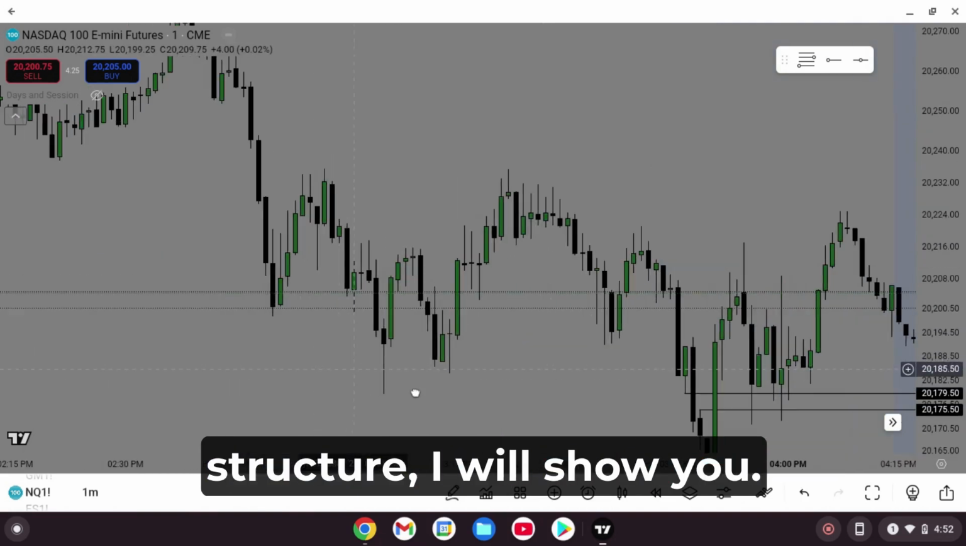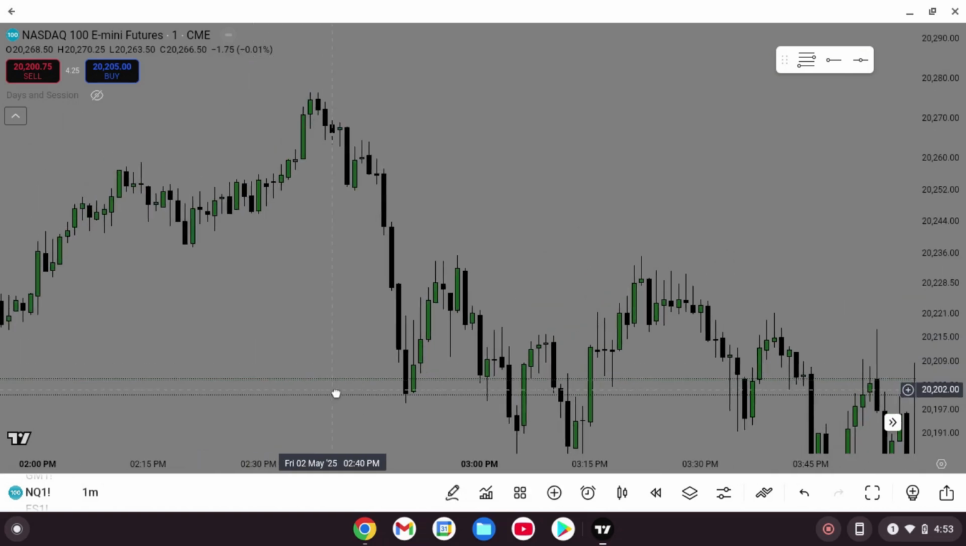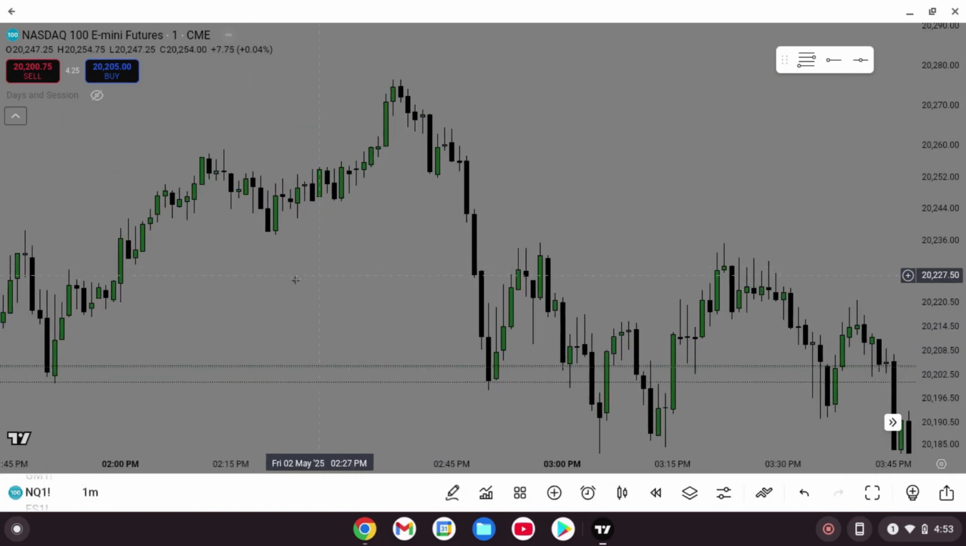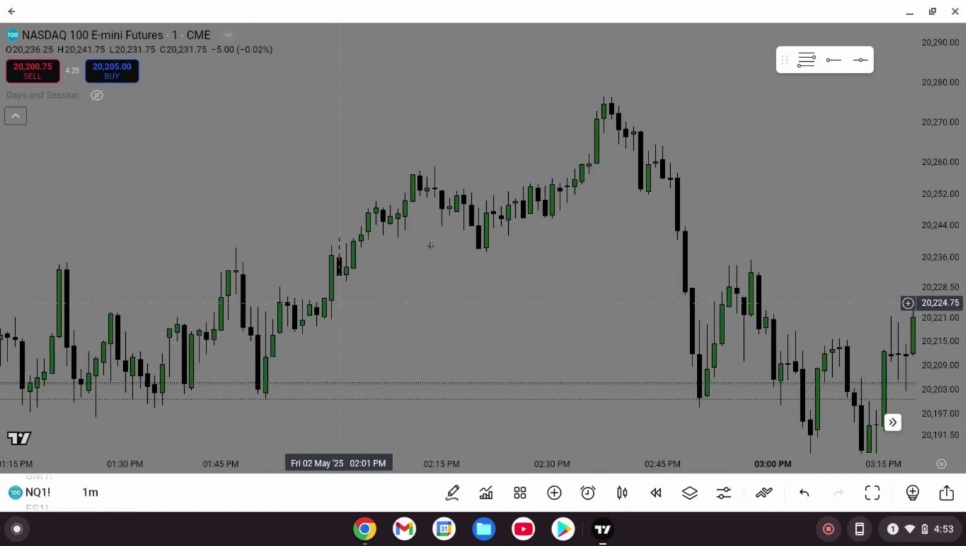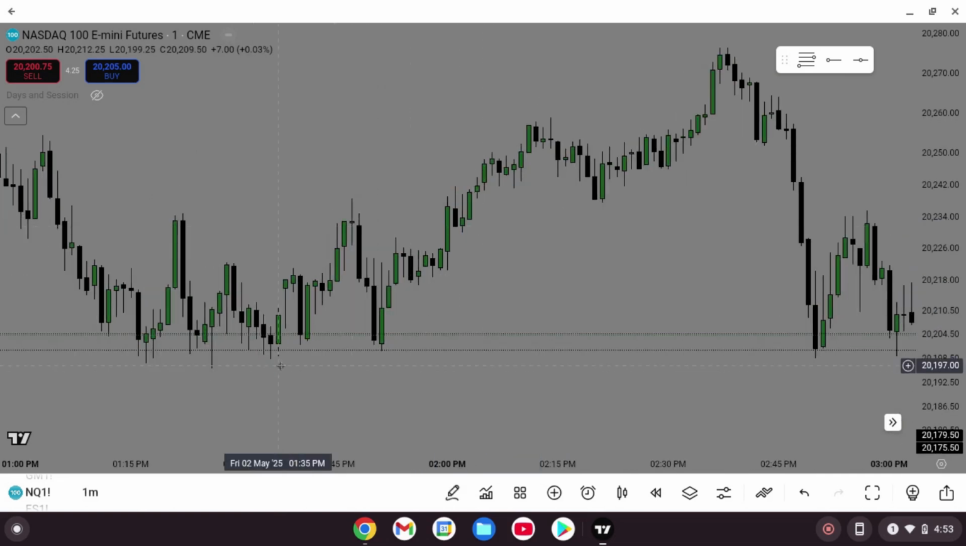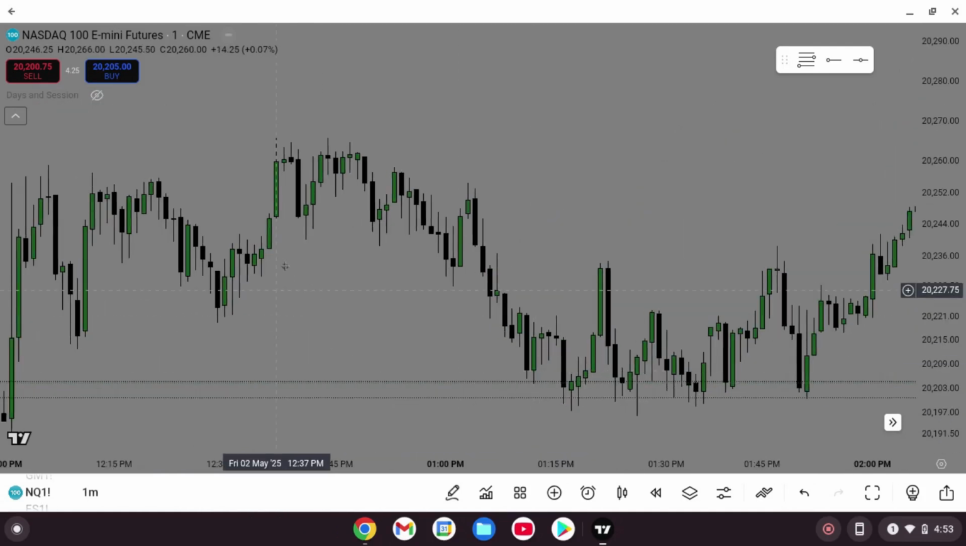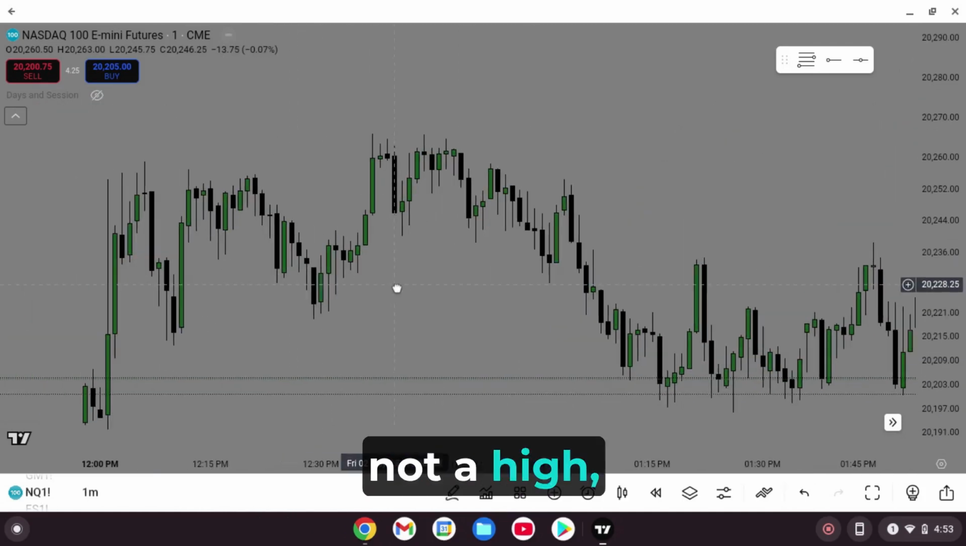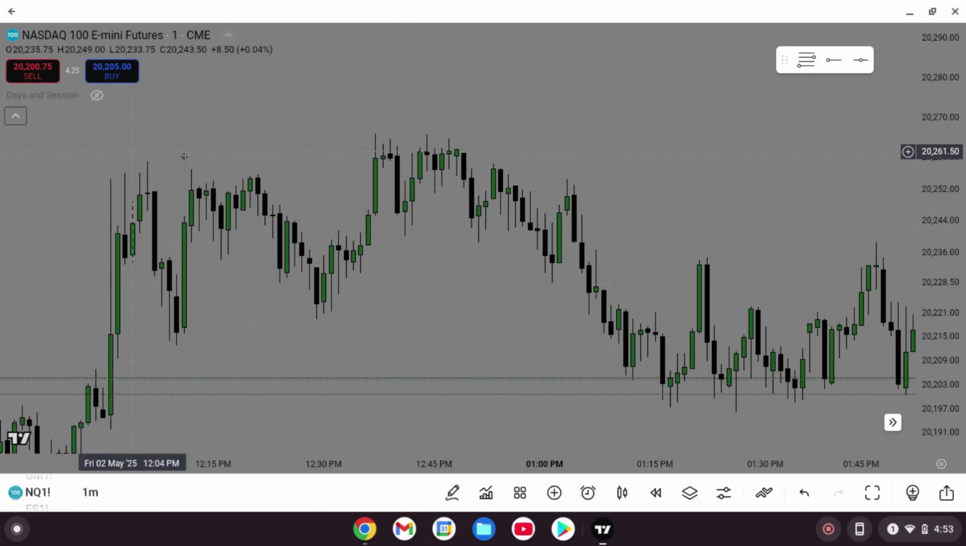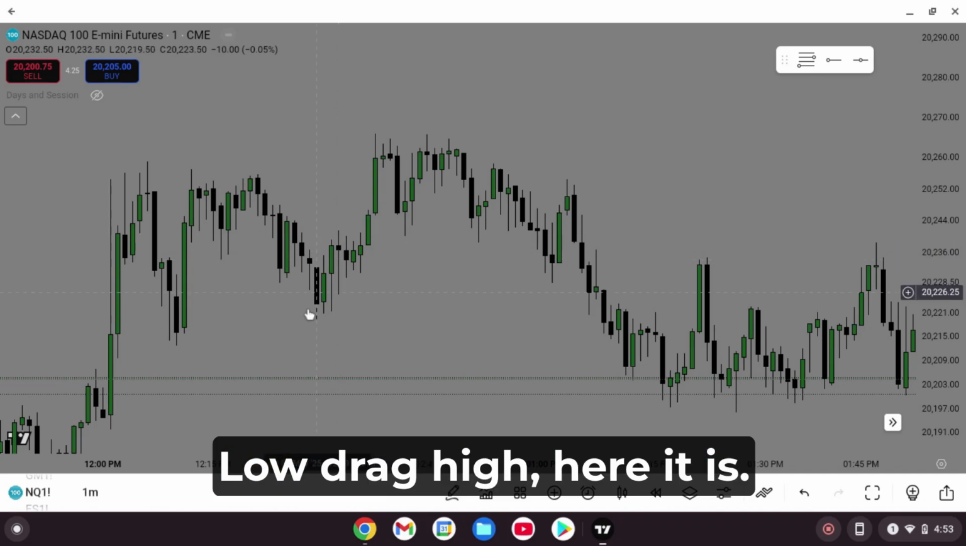There is a kind of break of structure I will show you. Here it is. Here liquidity increased for one type, the market made a low, not a high. Like in a smaller time frame, we will consider this high in a 1 minute candle, not in 30 seconds. Low, drag, high, here it is. After that, we have this low.